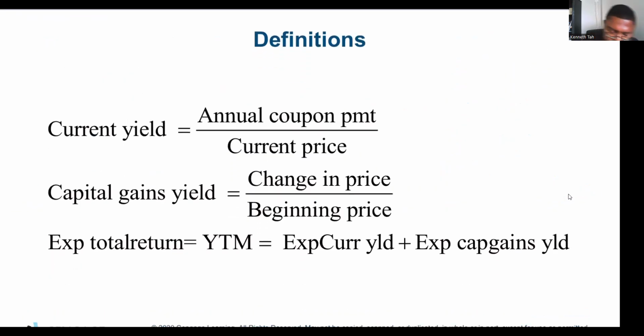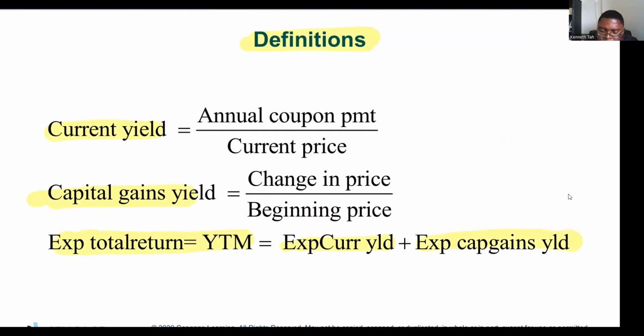Okay, let's look at these definitions on current yield and capital gain. These are the two ways that investors tend to make return: current yield and capital gain. Investors' total return, which is yield to maturity, is equivalent to expected current yield plus expected capital gain yield.